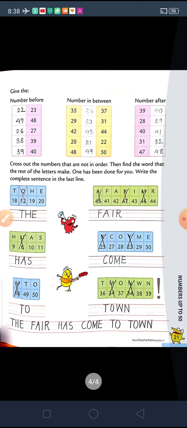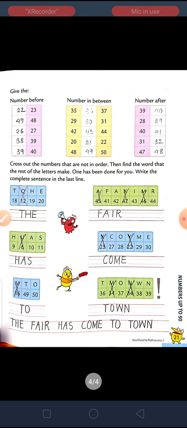So students, here I complete this part. Hope you all will try at home, try doing it, learn properly the number names, how we call those numbers. So thank you students.